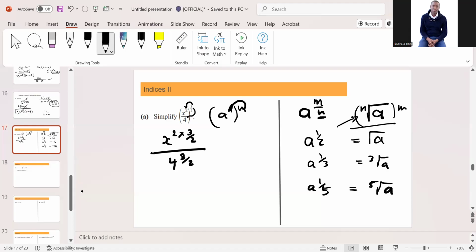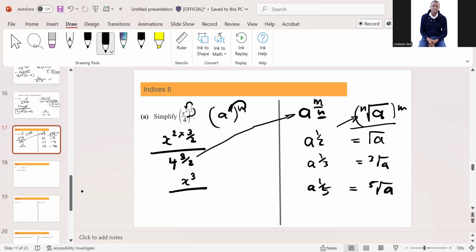Then you see this I can simplify, because 2 times 3 is 6, and 6 divided by 2 is basically 3. So I'll end up with x to the power of 3. Then here now you see I have 4 to the power of 3 over 2. This is a fractional index. It's in that form. What do we do with it?